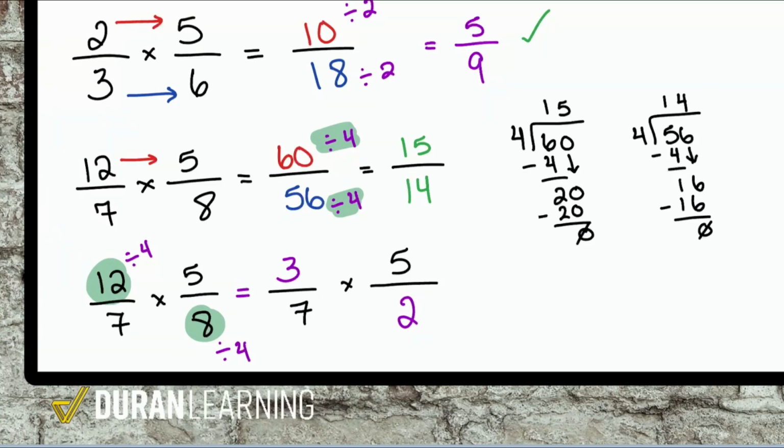And so with that, look at what happens. Let's go ahead and multiply now. 3 times 5, that's 15. 7 times 2, that's 14. And we're done. No need for excessive long division because we took care of that simplification in the beginning instead of the end.